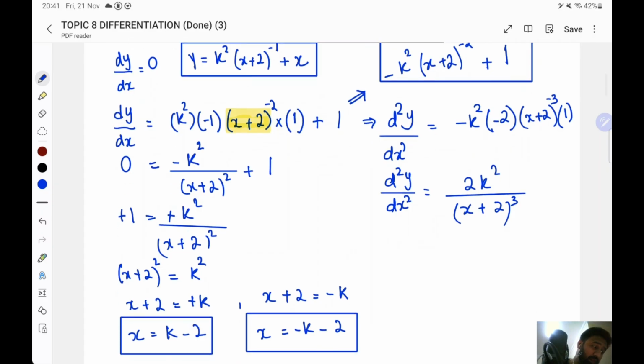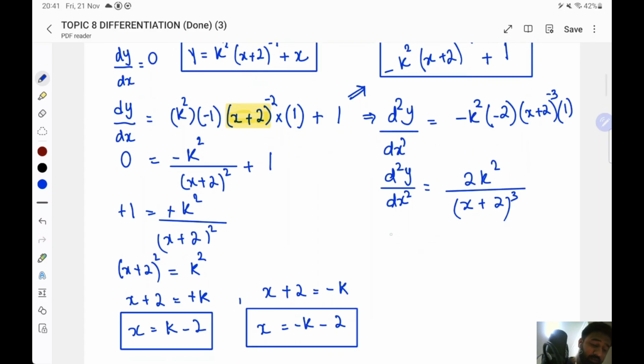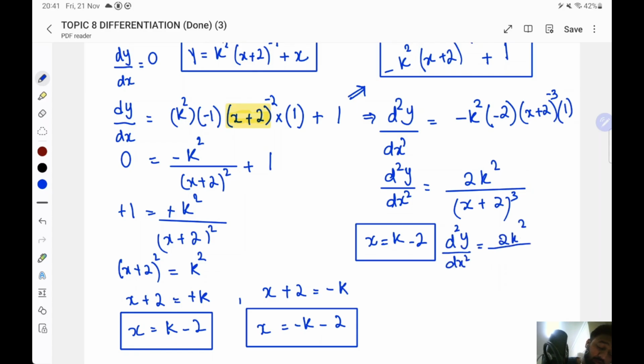We have the two values of x. The value of x is k minus 2. All we need to do is the substitution here in the second derivative, d square y over dx square, which is 2k square divided by bracket k minus 2 plus 2 whole cube. They will cancel out and it will be 2k square divided by k cube.